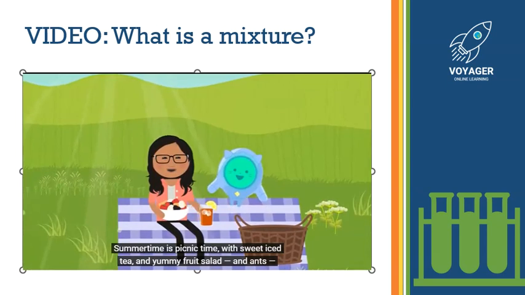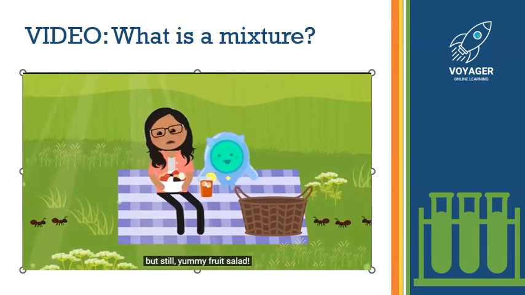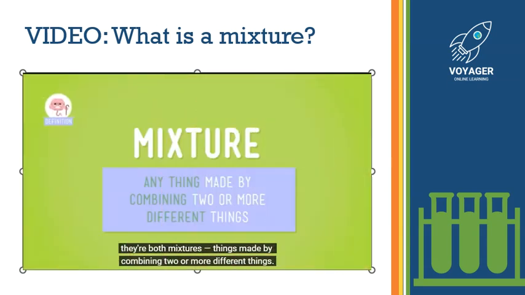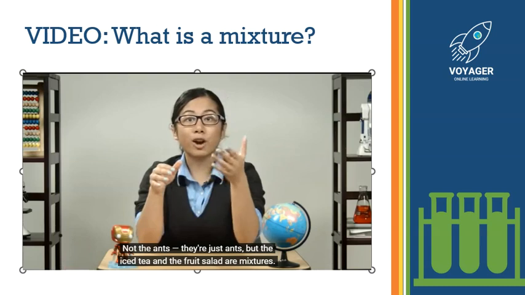Summertime is picnic time with sweet iced tea and yummy fruit salad. And ants. But still, yummy fruit salad. And hey, did you notice something? Those foods have something in common. They're both mixtures. Things made by combining 2 or more different things. Not the ants, they're just ants. But the iced tea and the fruit salad are mixtures.